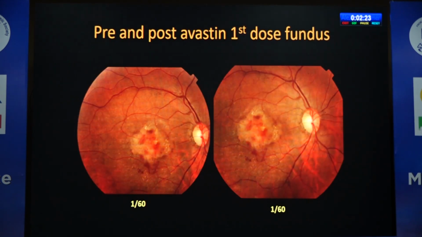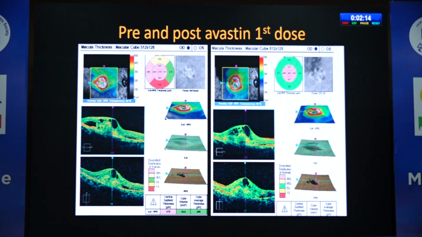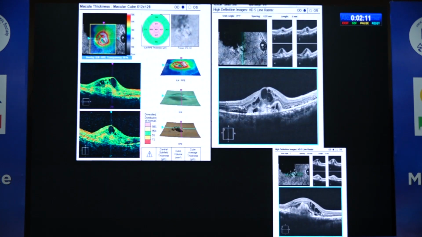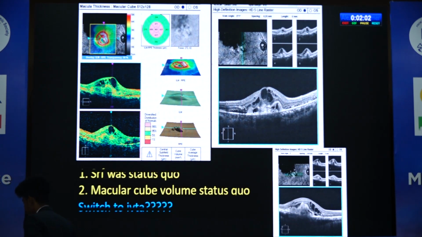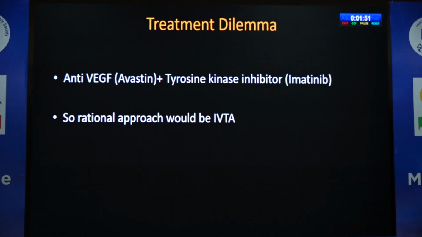So after the first dose of Avastin, there was absolutely no change in the fundus, and neither was the OCT any help to us. So at this time, we revisited our diagnosis because there was no change. In the interim we asked the patient also if he felt any change. He didn't. So are we dealing with a leukemic infiltration? What was the thought that came to our mind? We said, should we shift to an IVTA? The patient is already on Avastin, and already on imatinib. So we decided to add an IVTA and see whether it is a leukemic infiltration or not.